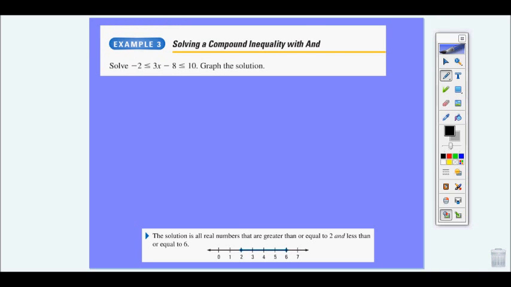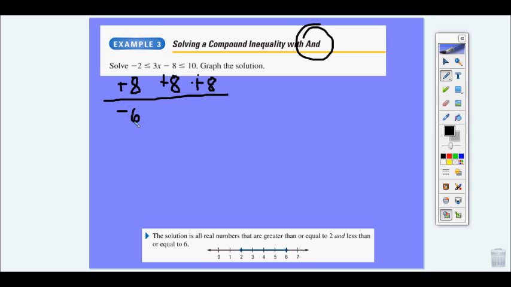Moving on to example 3. This time we have the inequality with and. So we're going to go ahead and solve this. And to solve this, we need to remember the rule of balanced equations. So in order to get our variable by itself, we're going to need to add 8. Now this is as if we're doing two different equations. So we need to add 8 to each one of the parts of this equation. So I'm going to add 8 to the middle and then to both of the sides. So negative 2 plus 8 is going to give me negative 6.